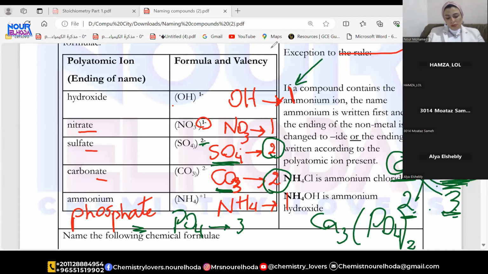Miss, these numbers for 3 and 2, when we write Ca3, is it okay if we write it up? No, always no. This is a fatal mistake. The number is supposed to be down. No, don't write it up.